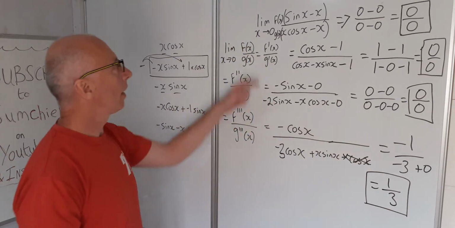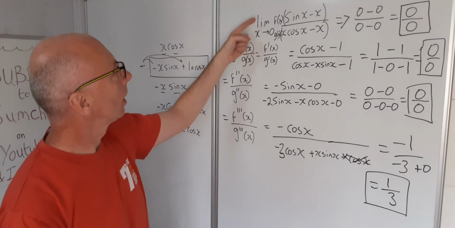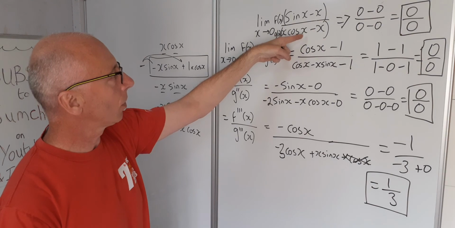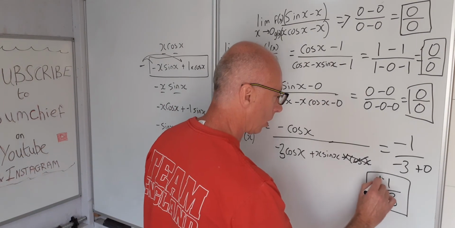Okay, now that, after all these calculations, it's like a derivative question almost. That's the limit of this function as x approaches 0. We get positive 1/3.